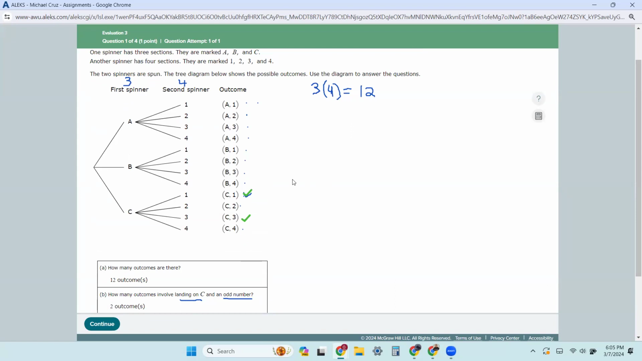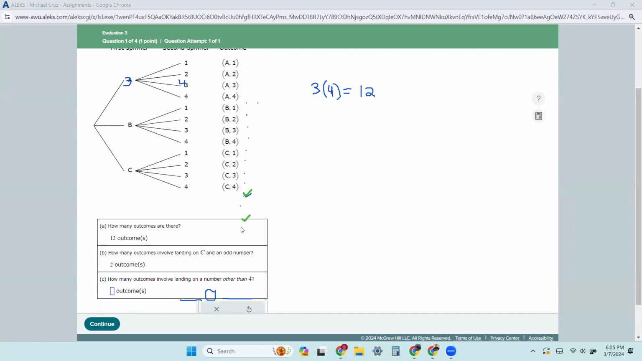All right. So y'all see that? 2 of them. It says landing on C, and that's the key word here, and an odd number. Okay.